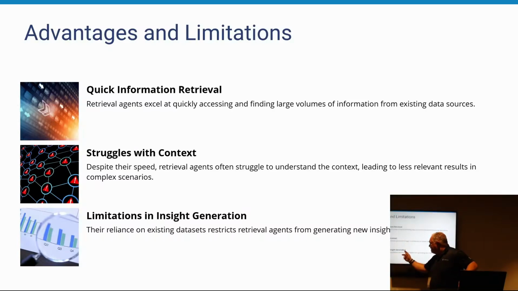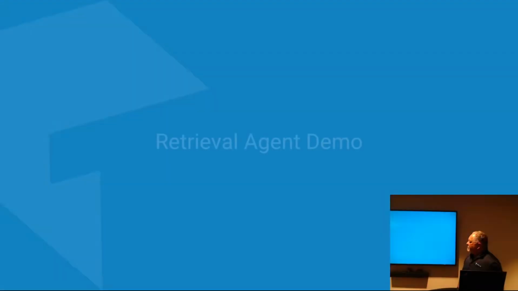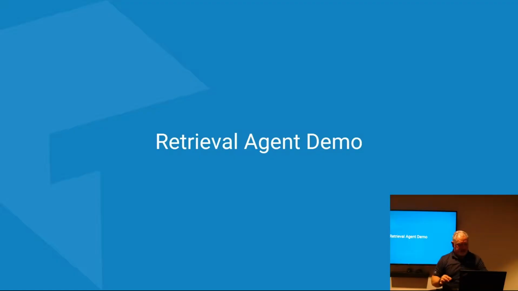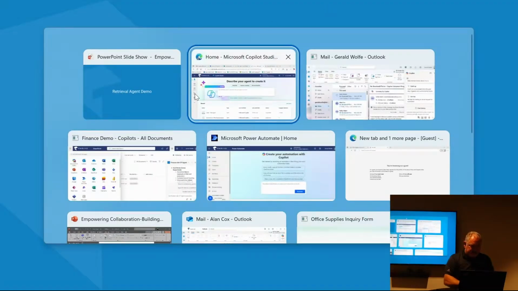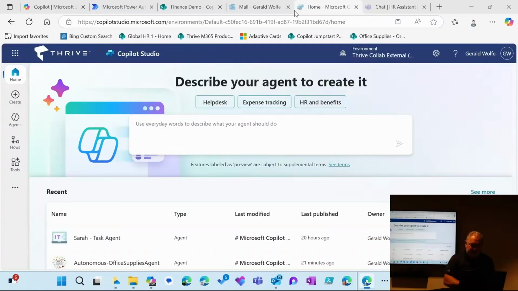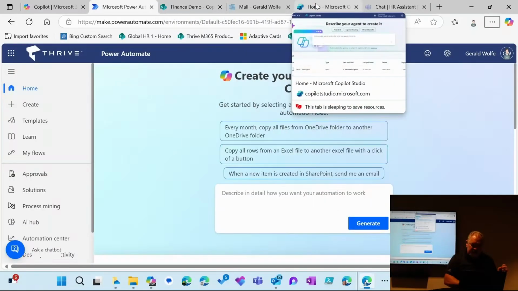And some of the insights, again, are getting a little bit better. We'll take a look at one of the reasons why that's gotten better. So we're going to take a look at a retrieval agent. I'll just drop into, let me see here, where are we at? We're going to drop into Copilot Studio.